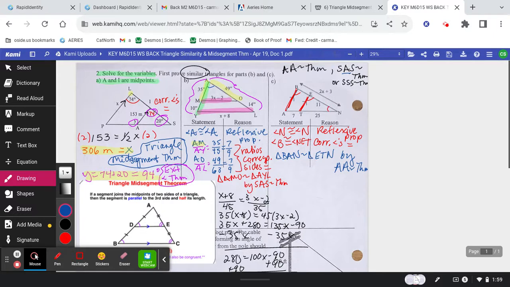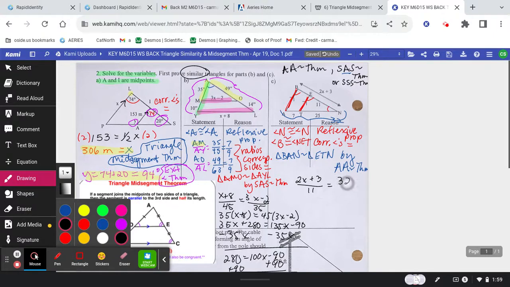So they're asking us for the full 2x plus 3, the long side. They gave us a short side of 11. They gave us the other side of 25. And then the whole thing right here would be 25 plus 7, which is 32 for the whole length AN. So here I go setting up my proportion. I'm going to say big side, 2x plus 3 is to small side, 11, as big side, 25 plus 7 is 32, is to small side, 25.